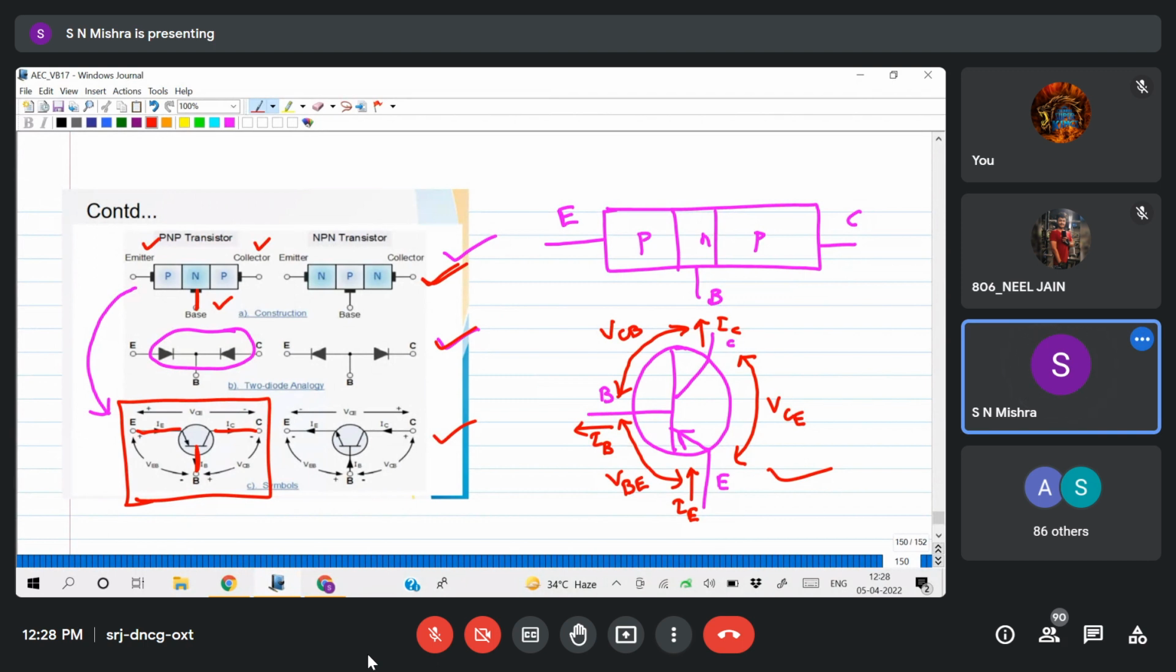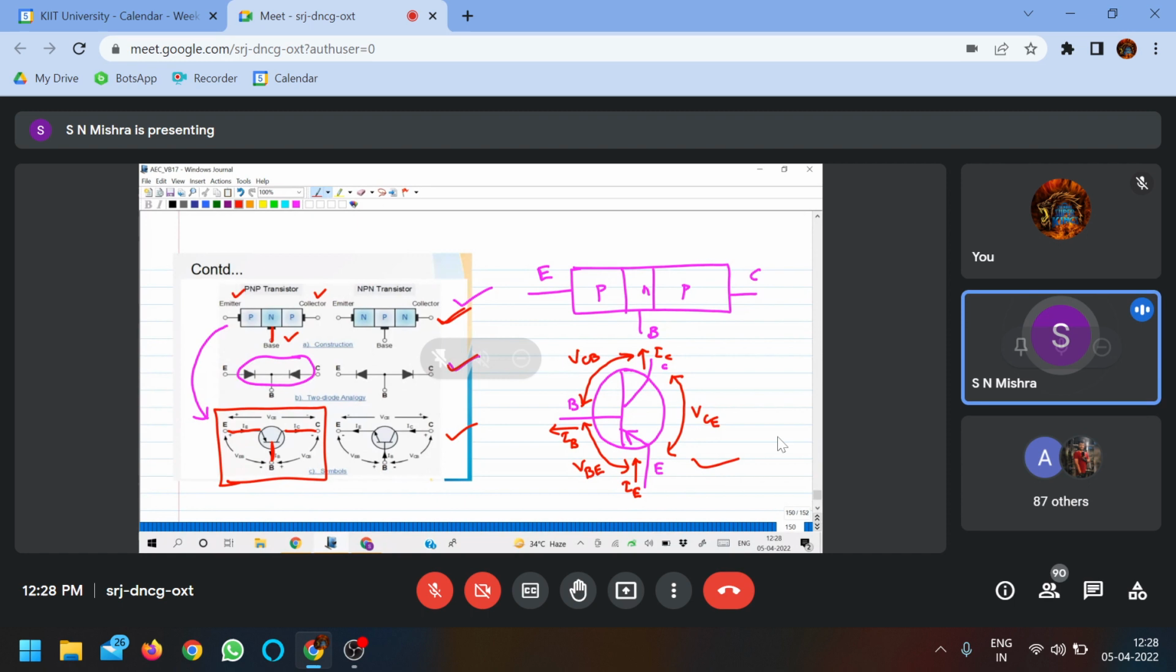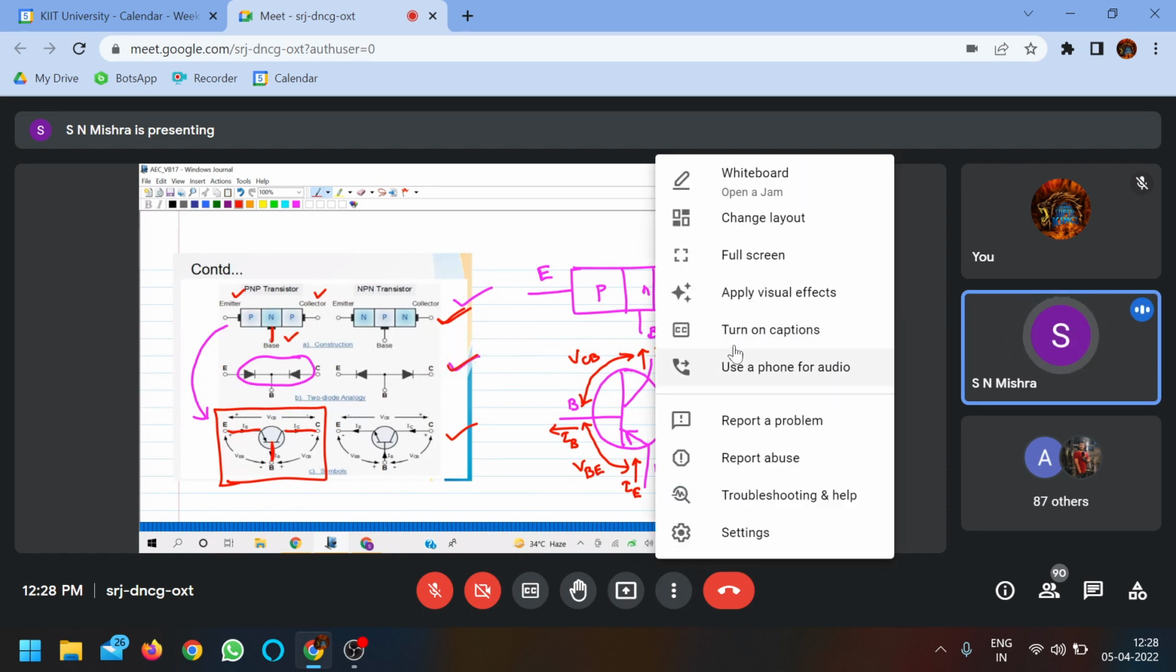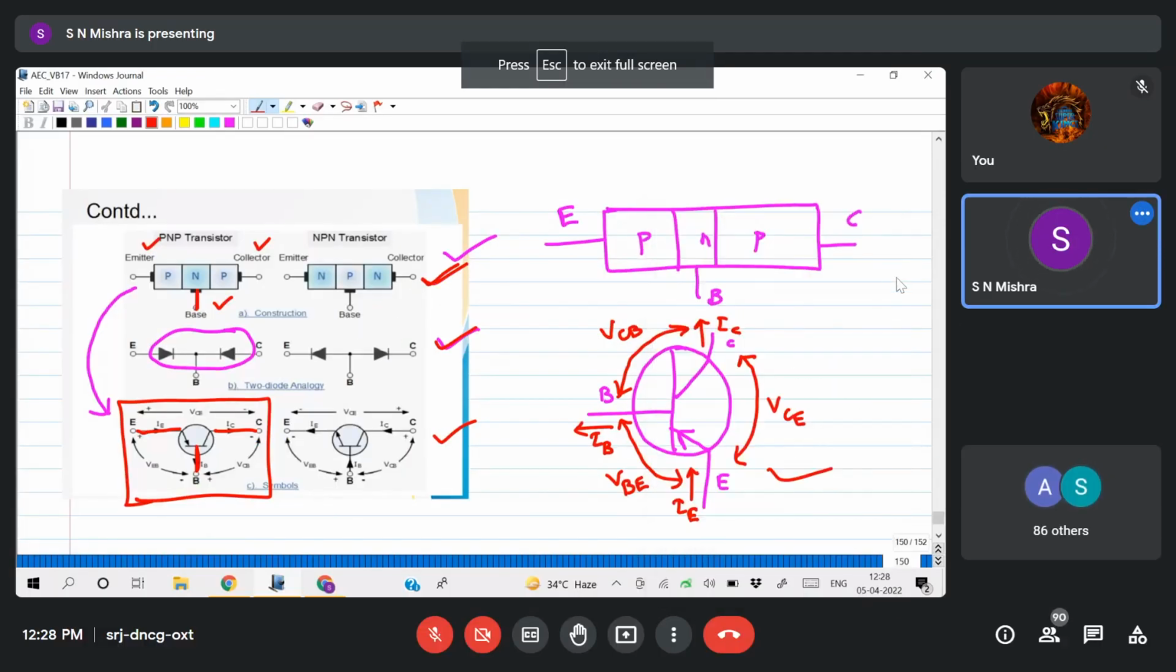Justify the name BJT. So what will you write? BJT is bipolar junction transistor. Here there are two types of current in the transistor due to two types of charge carrier. That's why it is called a bipolar junction transistor.